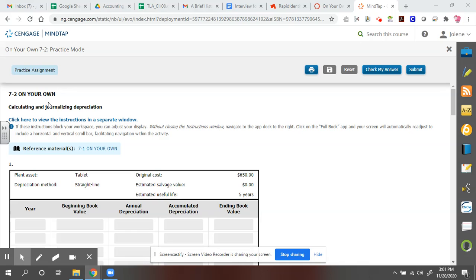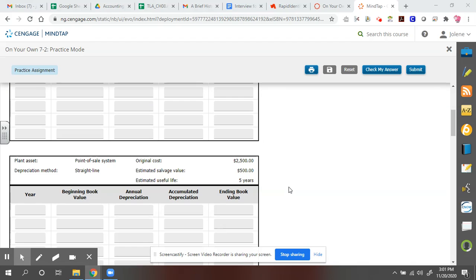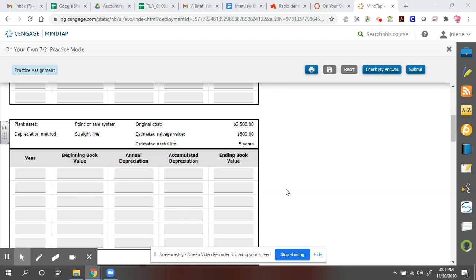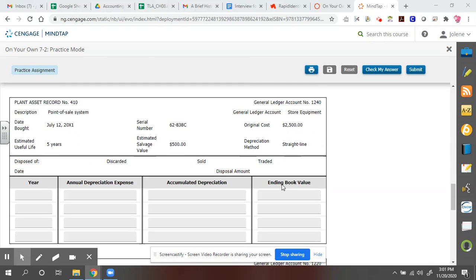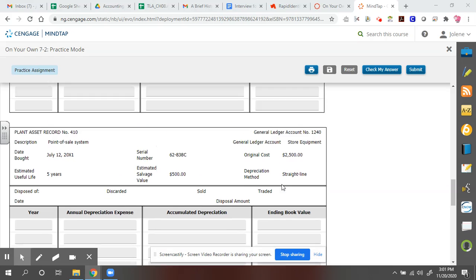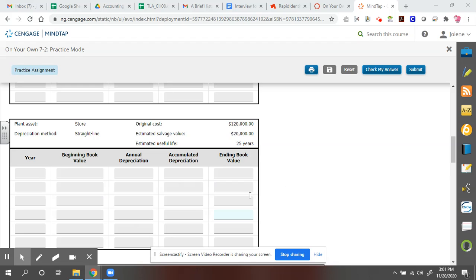This is the On Your Own. It works the same as the Work Together, so I just wanted to show you how to do this. All right, so we're doing depreciation, and this assignment wants us to do these asset tables for depreciation for these assets all the way through. And then down here, they have the plant asset records as well. Okay, so we're going to start with just the depreciation tables.